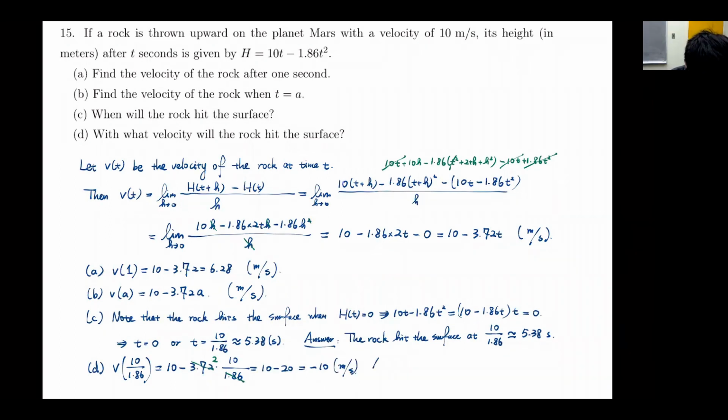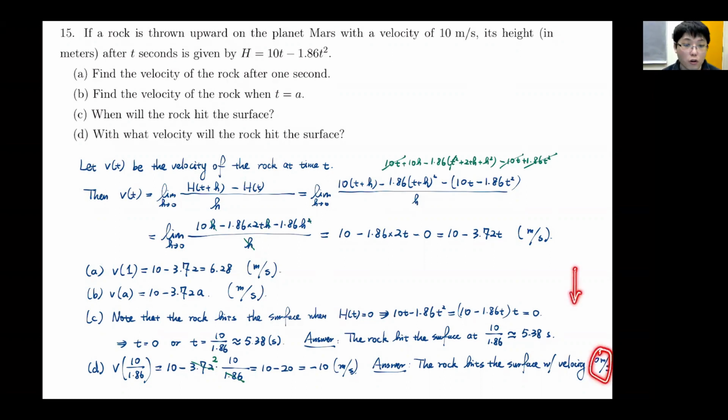So the answer is that the rock hits the surface with velocity 10 meters per second. Because we know that the rock hits the ground with a speed downward, we do not need to emphasize the negative sign here. But this is actually a minor detail that you don't need to worry about too much for this course.